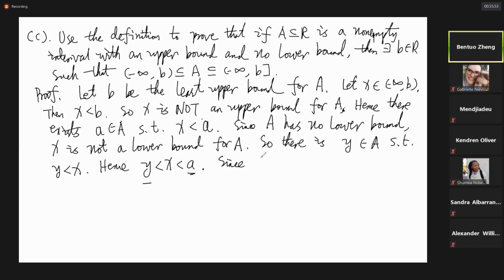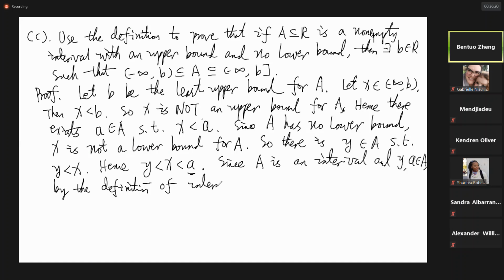Since A is an interval, and y and a belong to A, by the definition of interval, we conclude that X is in A. So this shows that for any element X in negative infinity to B, X is in A. Hence, negative infinity to B is contained in A.